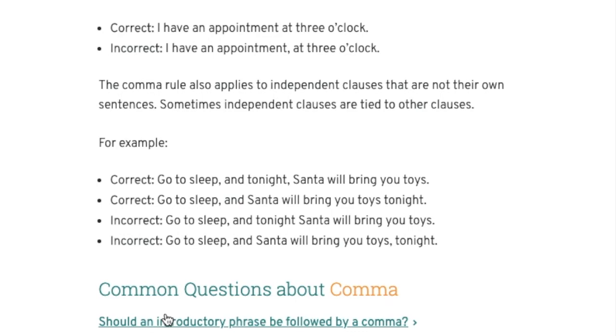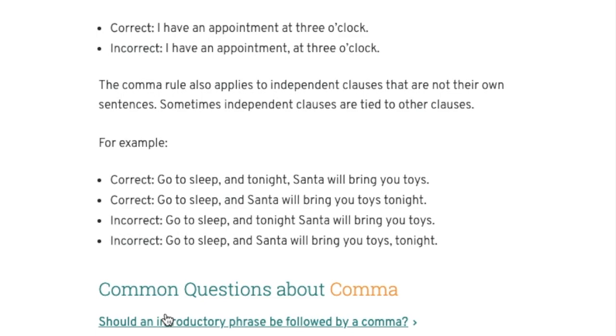So that's actually quite a complex sentence, isn't it? Go to sleep and tonight Santa will bring you toys. I would actually break that up into short sentences. Go to sleep, full stop, or exclamation mark. Tonight Santa will bring you toys. But anyway, if you're going to put it into one sentence, that's how to do it.